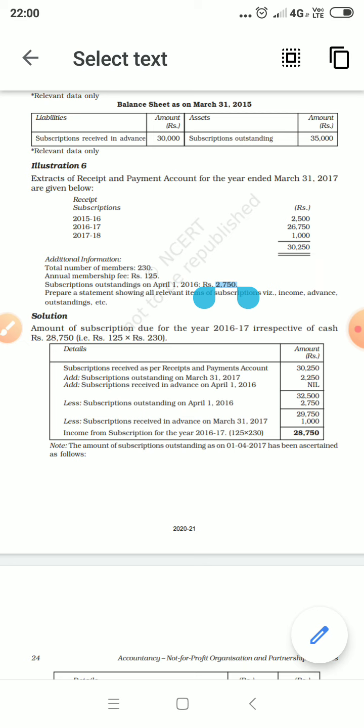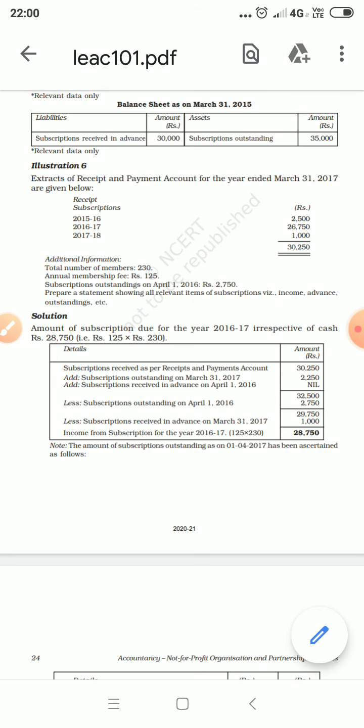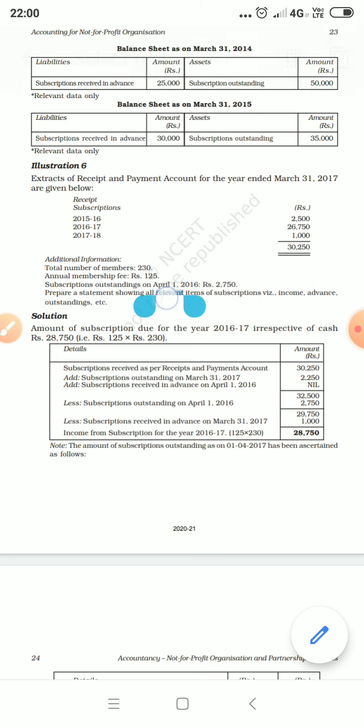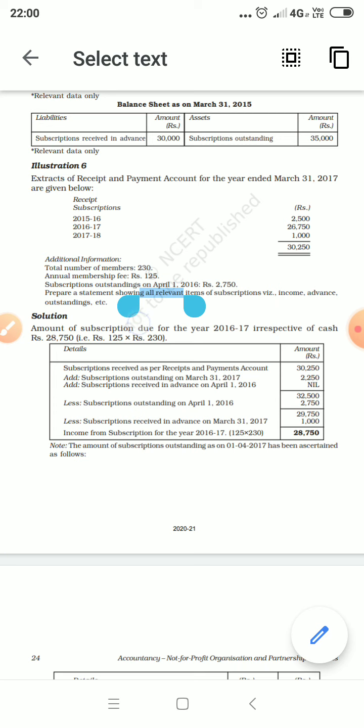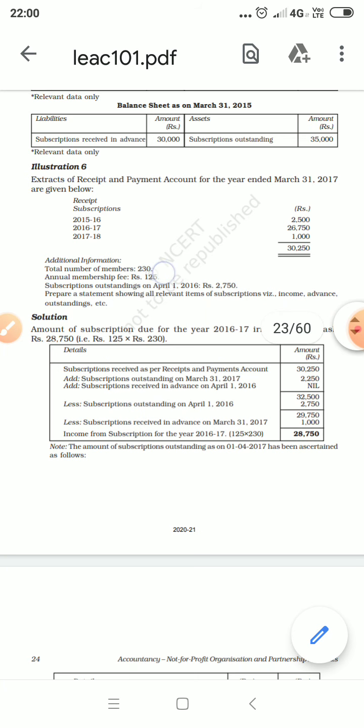Prepare a statement showing all relevant items of subscription. Okay. So if this term "all relevant" was missing, if the question was what is the subscription amount to be credited to the income and expenditure account, you can directly say it is 230 into 125.